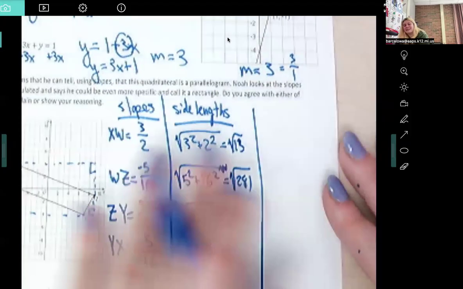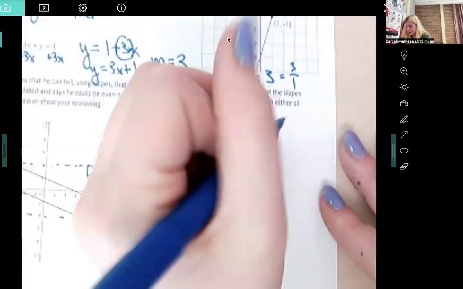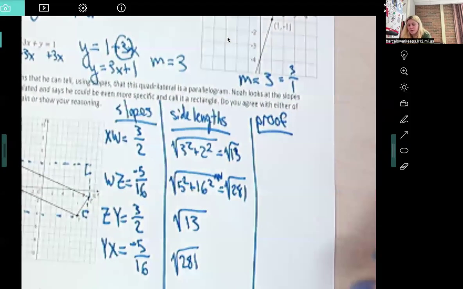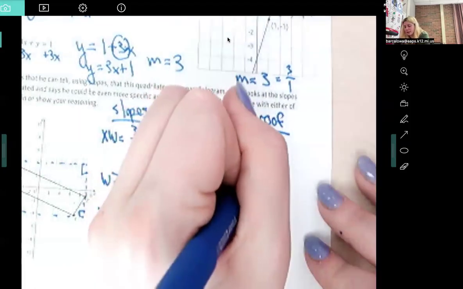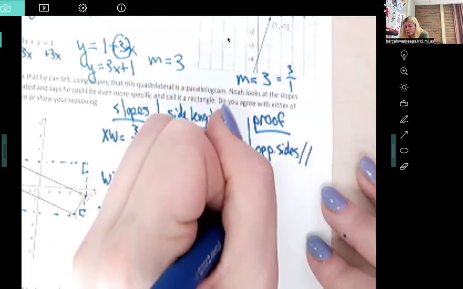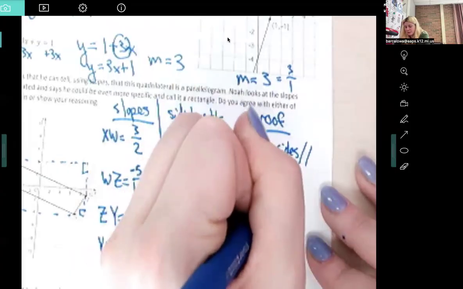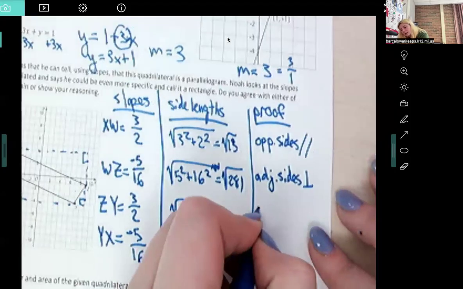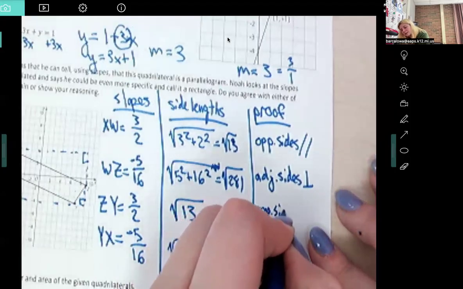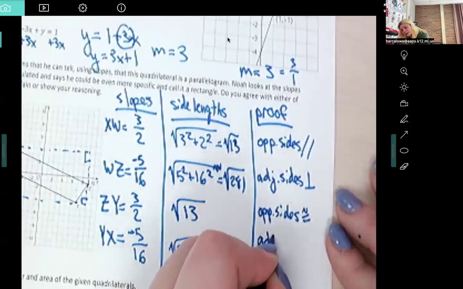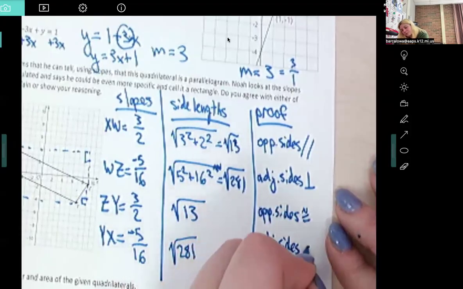Okay, now we need to actually take all this information and analyze it. So what is our proof? So I'm looking for 4 things. Are my opposite sides parallel? Are the adjacent sides perpendicular? Are the opposite sides congruent? And are the adjacent sides congruent?